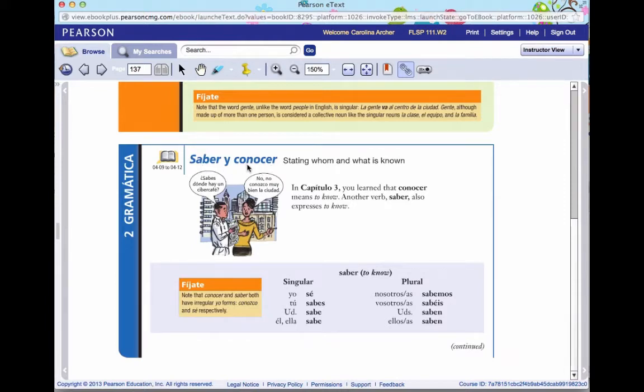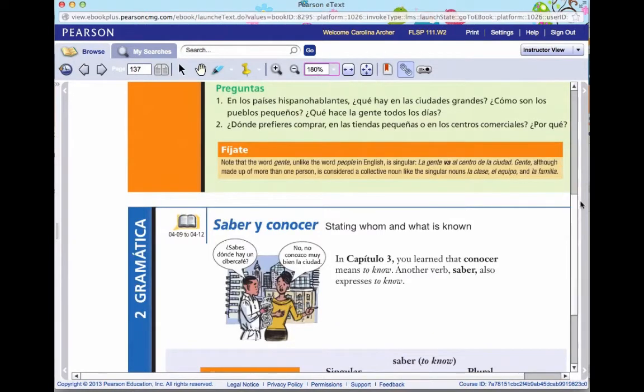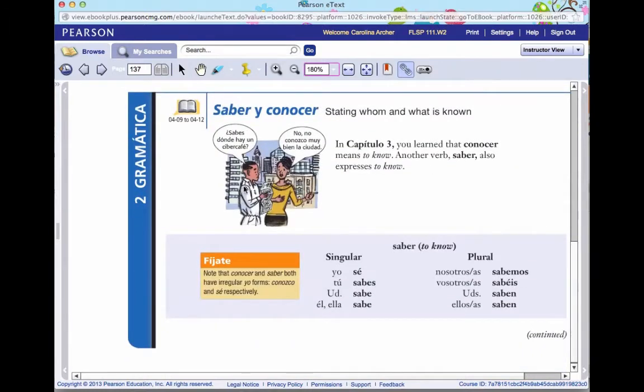So saber y conocer. Okay. Saber is irregular only in the yo form as well. Okay, both are irregular only in the yo form. So here, like in the example, I don't know why this is so small here. You have this dialogue, and the man is asking, ¿Sabes dónde hay un cibercafé? And she answers, no conozco muy bien la ciudad.